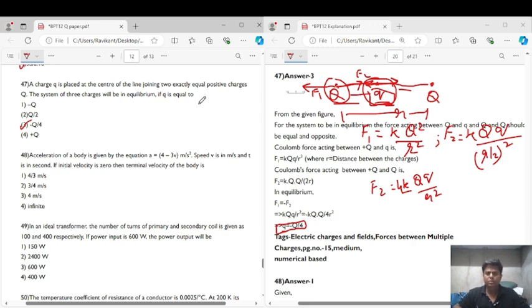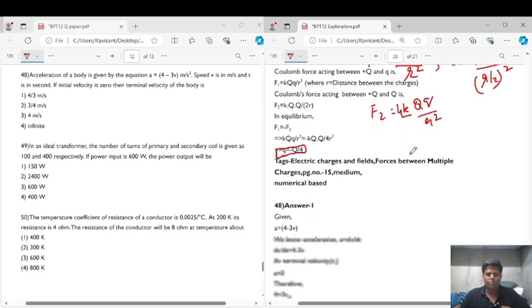So again, for the system to be in equilibrium, the net force on capital Q because of the small q and the other capital Q should be equal and opposite, then the system will be in equilibrium, right? So the correct answer for question number 47 is option 3.